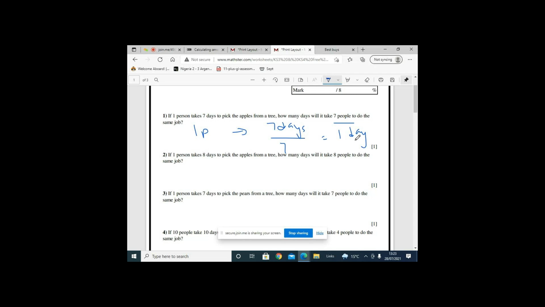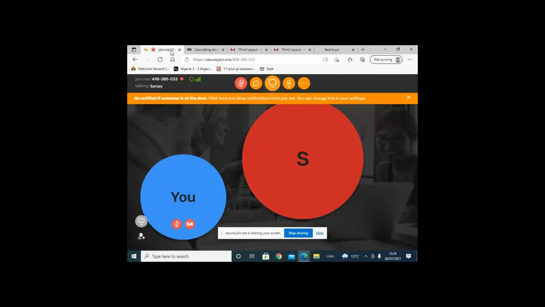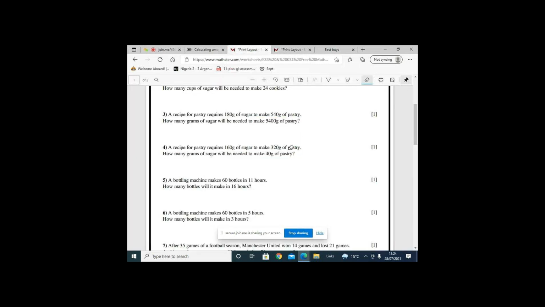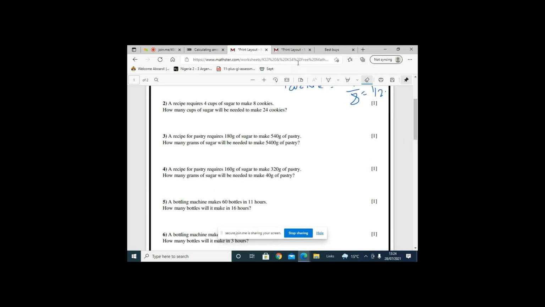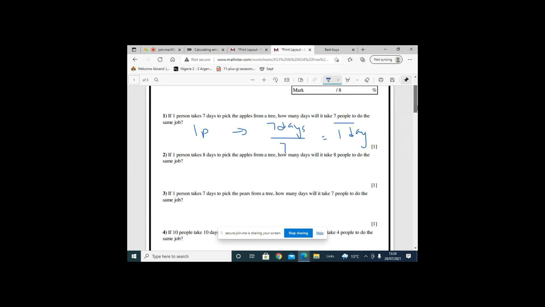If a person takes 8 days to pick apples from a tree, how many days will it take 8 people? It's the same process as the first question. Just divide the days by the number of people actually doing the job. So the job will be done in 1 day, because 8 divided by 8 equals 1. So it is inverse proportion.